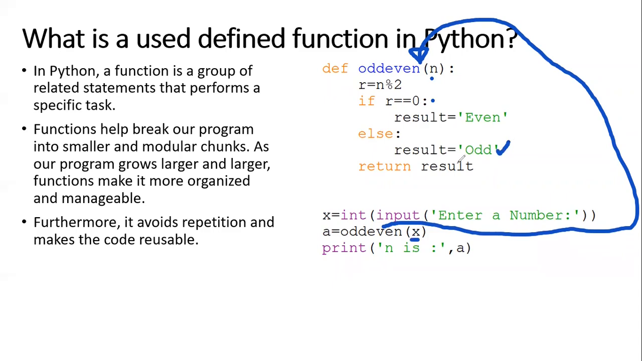Then what happened? It returns what result? The result is odd. So that value will be returned to the one who calls. Therefore, that value will be returned to where? That value will be returned to here, A. Then you can see A will be equal to how much? Odd. Then this will print n is what number? Odd number. That's a very simple task done by this function.